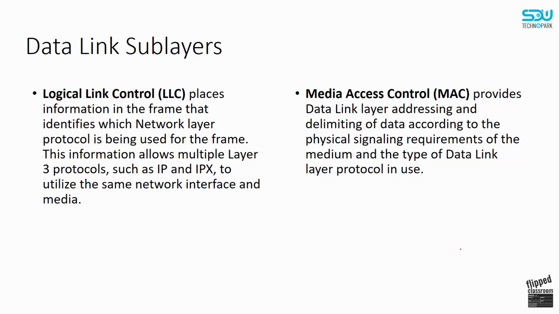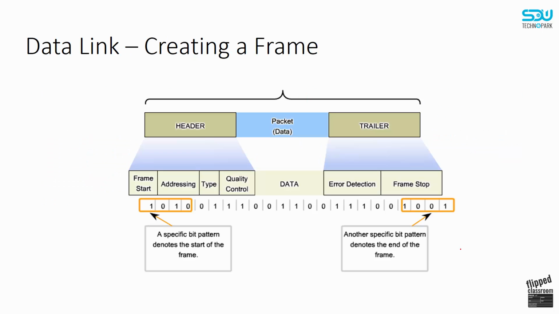Media access control provides data link layer addressing and delimiting of data according to the physical signaling requirements of the medium and the type of data link layer protocol in use. So these two sublayers are working together and they are creating the data link layer. The data link layer creates the frame, and the frame consists of the header, the packet, and the trailer.